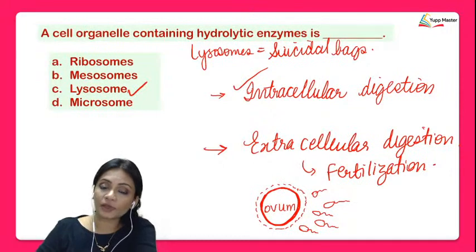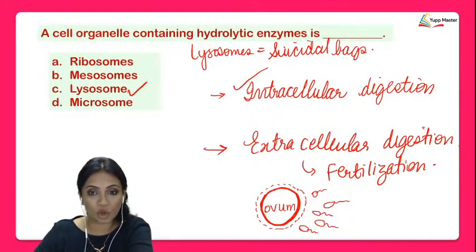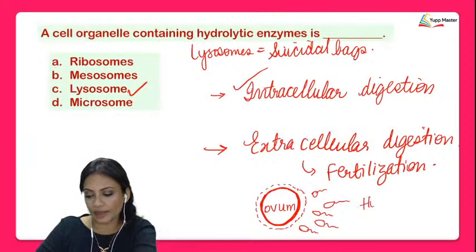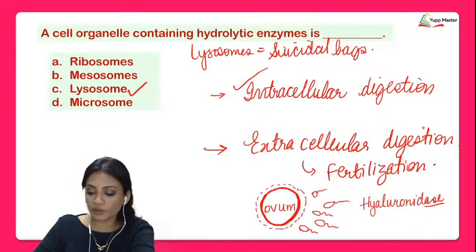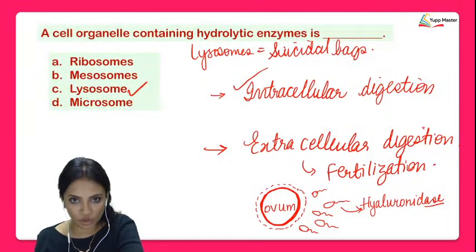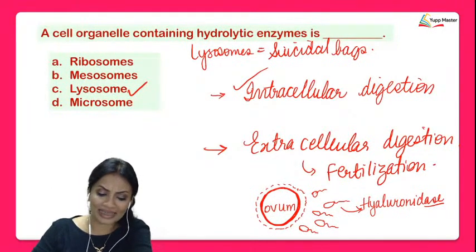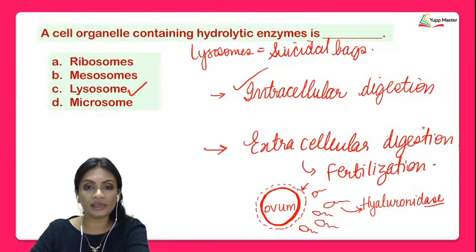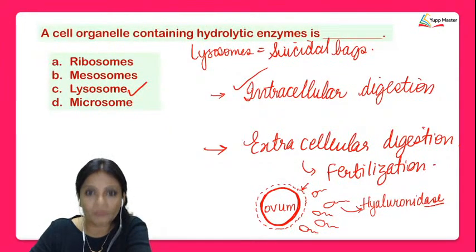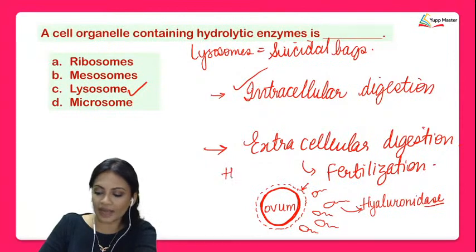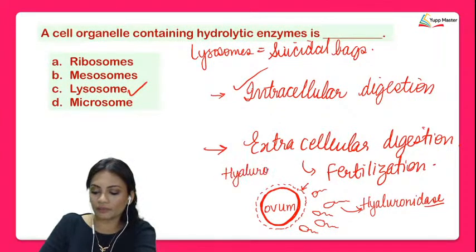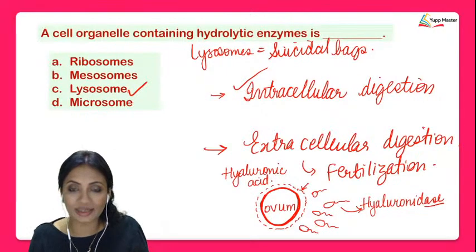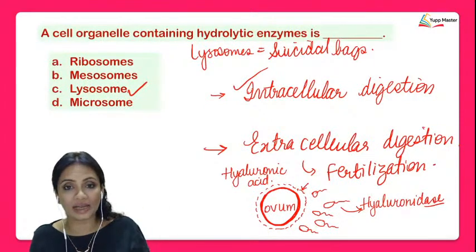So whichever sperm releases the enzyme, what is that enzyme called? It is called hyaluronidase. Remember, ASE means it is an enzyme. So the sperms are going to be releasing an enzyme called hyaluronidase. That hyaluronidase has the ability to break down this membrane here, because that membrane around the ovum contains an acid called hyaluronic acid. So hyaluronic acid is going to be broken down with the help of hyaluronidase.